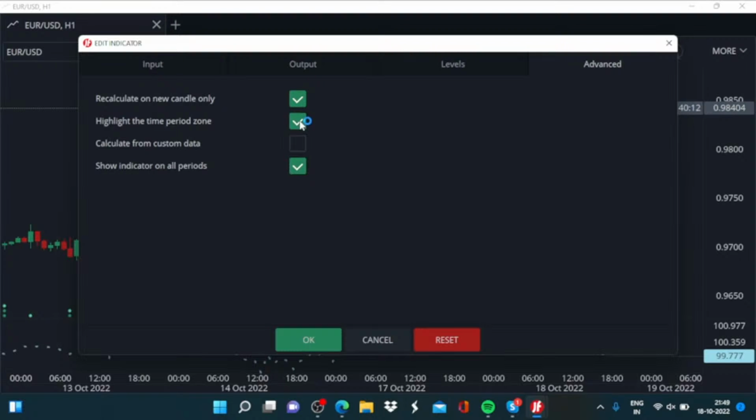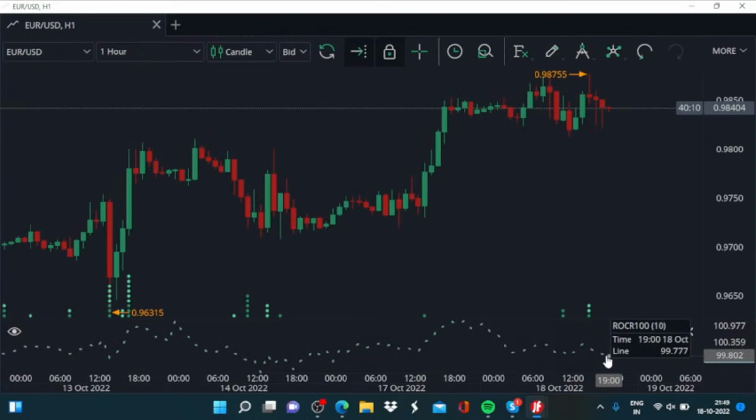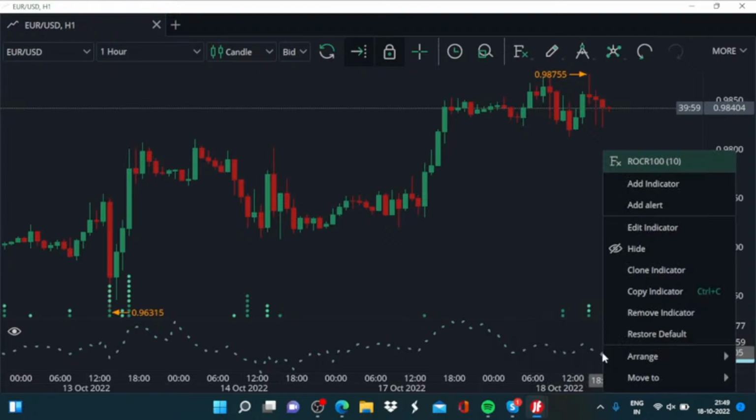If you want the calculation period to be highlighted, you can opt in for this, and whatever is your calculation period, it is going to be highlighted. Since this theme is dark, the highlighting is not that prominent, but if you look closely, you will observe it, it is there.